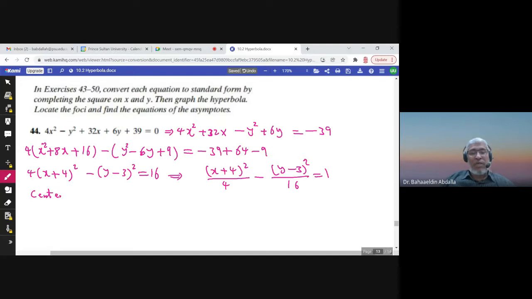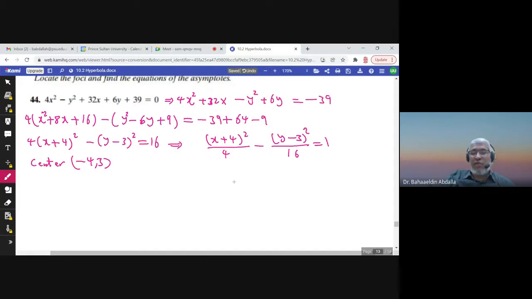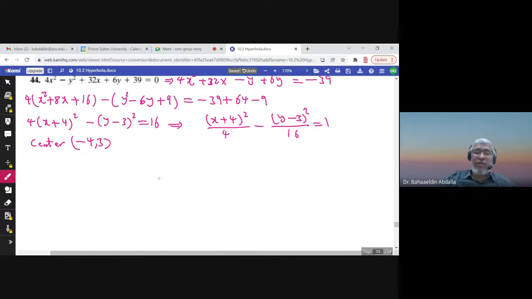The center is x minus h, so it is negative 4 and 3. And I believe you can sketch the graph and continue as we did in the previous exercises.